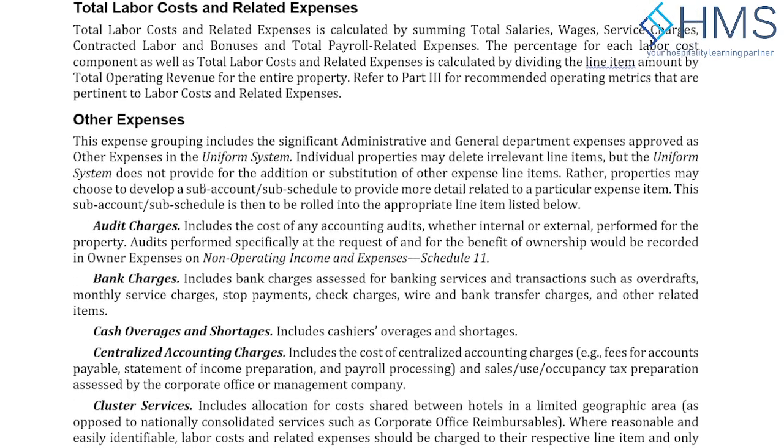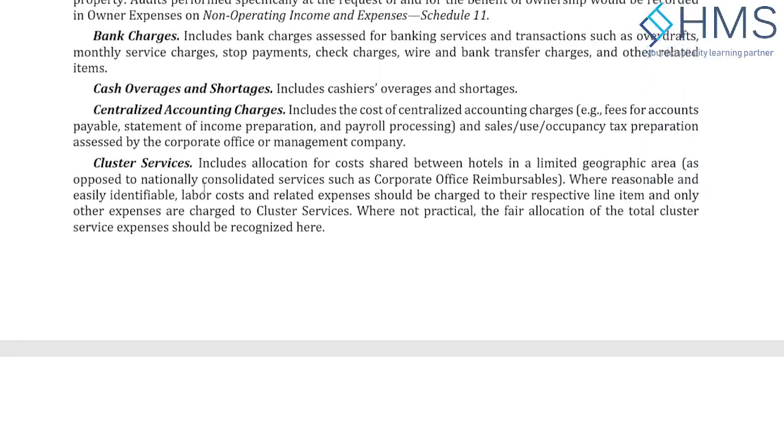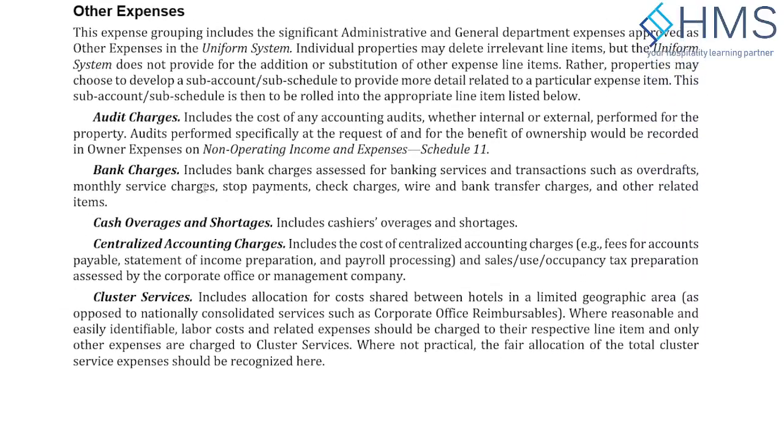Now let's look at the key lines of the other expenses. So you will be able to get this book so you can read the details. But let me explain some of the expenses in more detail. First is audit charges. Audit charge is the cost of external audit or internal audit related with the accounting.